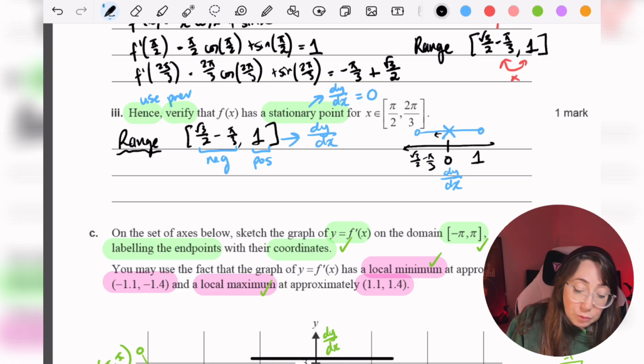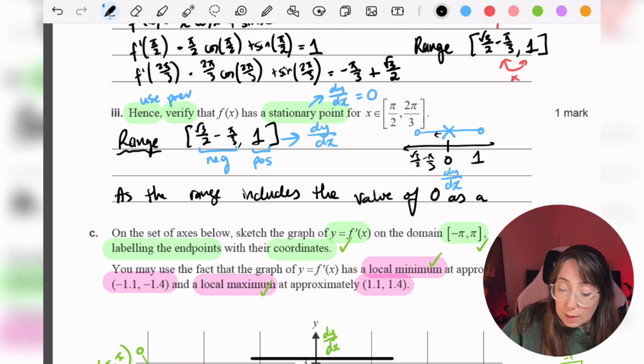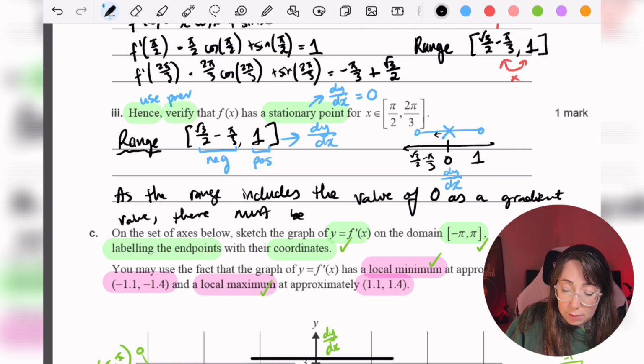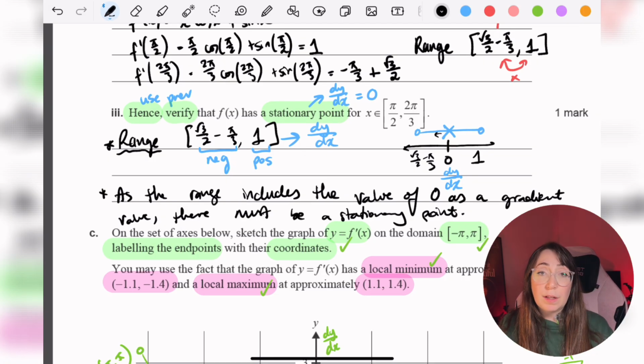Now you can just write that out in words. So as the range includes the value of 0 as a gradient value, if you want to just kind of drive that home, there must be a stationary point. Okay, so I would state the range first of all, and then I would just say that the interval needs to include the value of 0. Because it includes the value of 0, which is the gradient, there has to be a stationary point within this domain here. And that's basically your answer for this question.